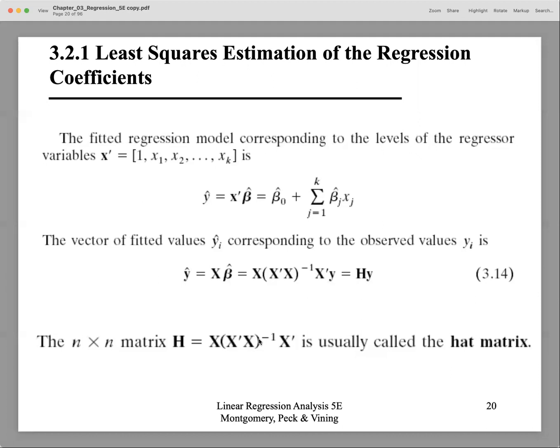The matrix H, which is an n by n matrix, is given by X times the inverse of X prime X times X prime. And that n by n matrix is called the hat matrix. It's called the hat matrix because that is the matrix that you multiply against the observed values of the responses to get the fitted values, or the y hats. That is the reason it is called the hat matrix, and it's a useful abbreviation for this matrix expression as well. We'll make quite a bit of use of this hat matrix.